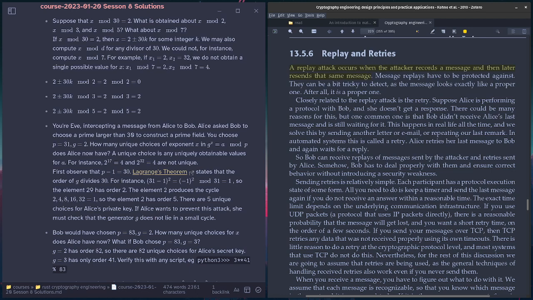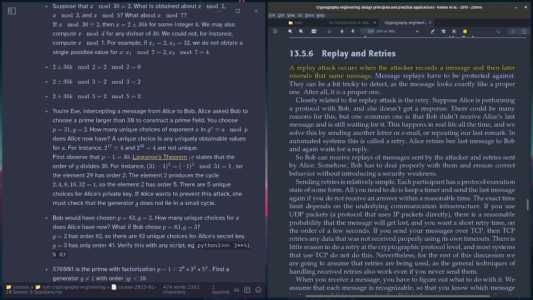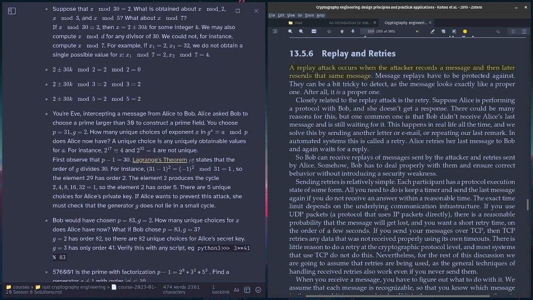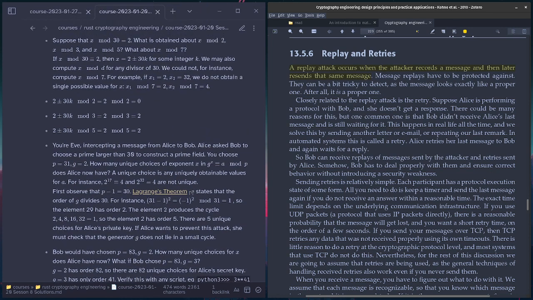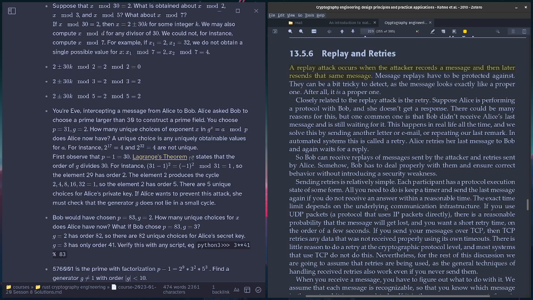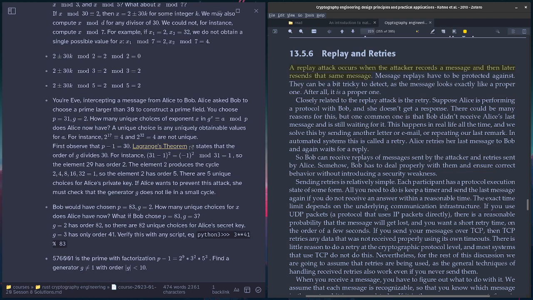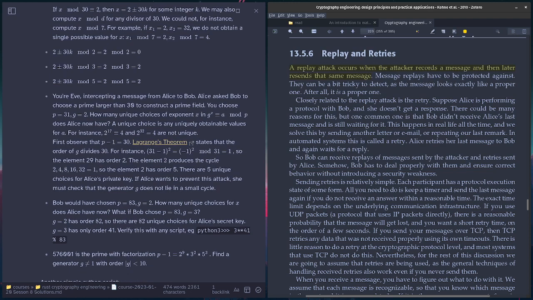I should probably change the indentation on that just a bit. But we can basically say 2 plus or minus 30k, which is the value of x mod 30. Instead of mod 30, we take that mod 2. We get 2 mod 2, because 30 times k is divisible by 2, which is then equivalent to 0. We can do the same thing with the value mod 3 and the value mod 5, obtaining these congruences going in the forward direction.